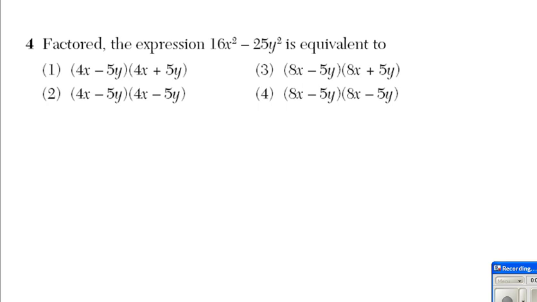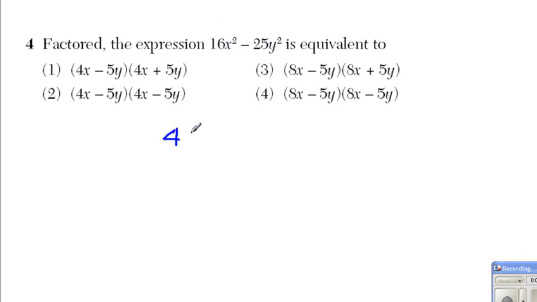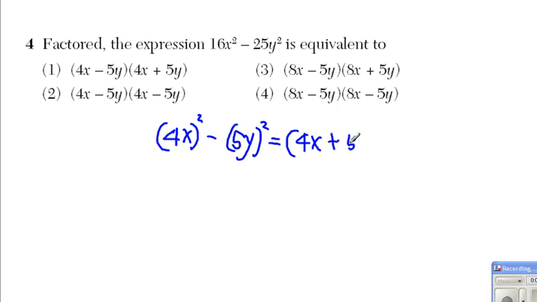Now, first, we have this question where, in fact, it is a difference of two perfect squares. If you were to rewrite this one, we'd get 4x, whole squared, minus 5y squared. Since this is a difference of two perfect squares, when we factor them, we would have the first one plus the second one, times the first one minus the second one. So therefore, our answer would be choice 1.